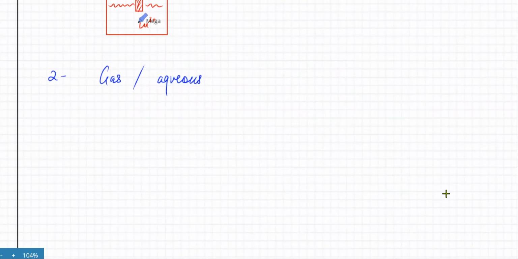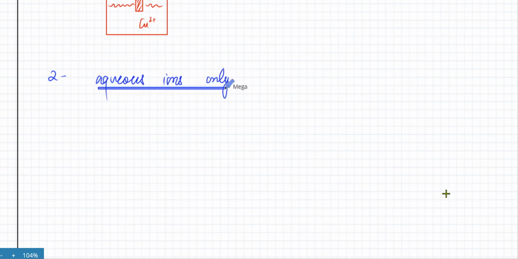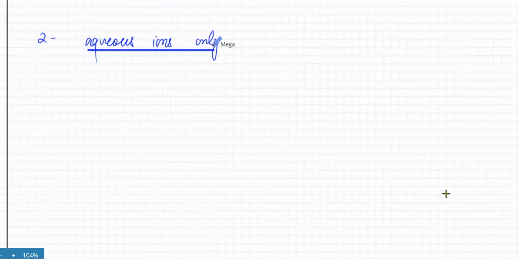But okay, let's do the second type: aqueous ions. Let's do the gas one later. So if I have aqueous ions only, how do I set up an electrode? For example, I want to figure out what would happen if I have Fe3+ in equilibrium with Fe2+.